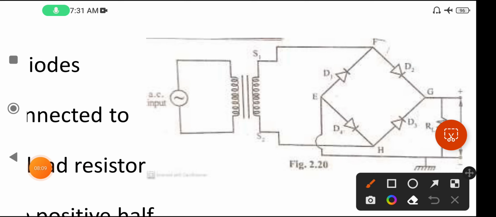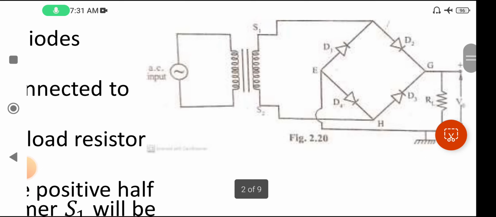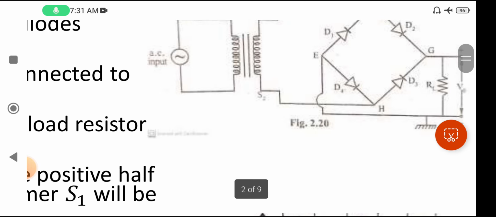Then the direction of the current flow, see here. Current comes like this and flows in this direction, and from this side the current flows like this. See here the directions of current, like this, and from this side this. Both are again meeting across the load RL. So at RL we can take the output, right? So this is the explanation of the diagram.